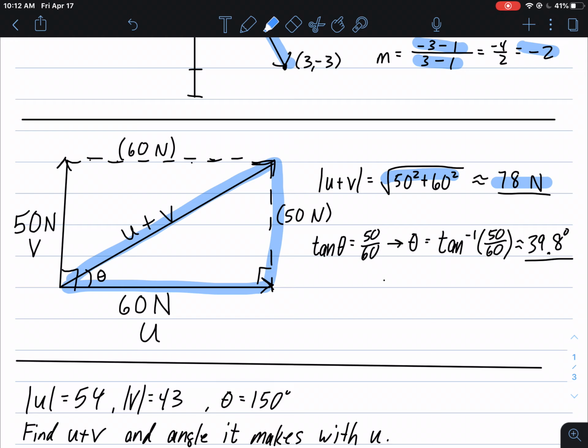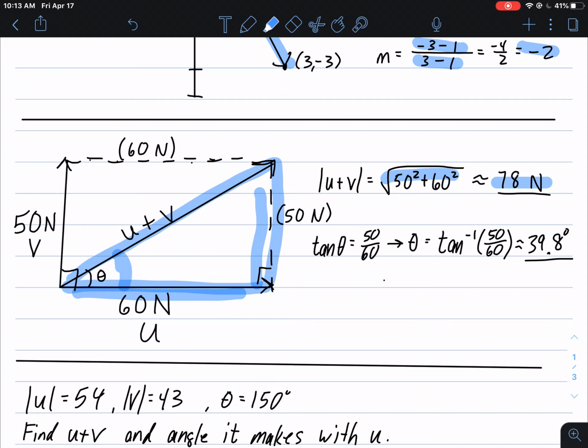Now, the angle that we make with the larger force, so that's our angle theta, between our resultant vector u plus v and our vector u, 60 newtons. There again, I'm just using basic right triangle trig. We know the length of the two sides, 50 and 60. So I've got 60 newtons along here, I've got 50 newtons along there, and we're looking for that angle theta.